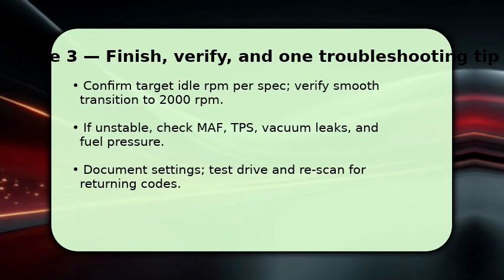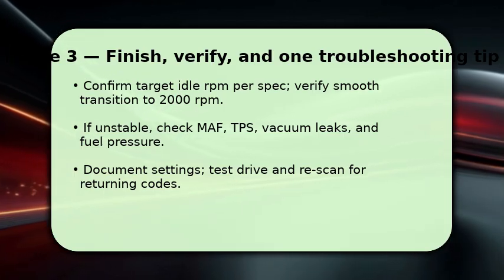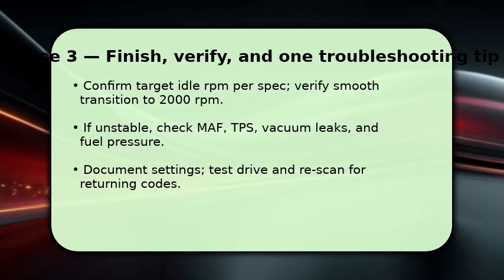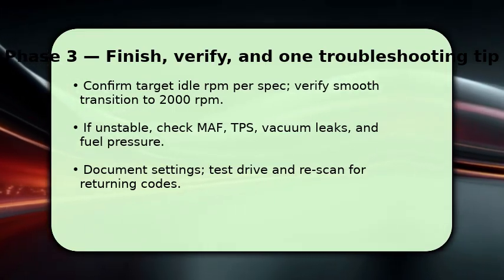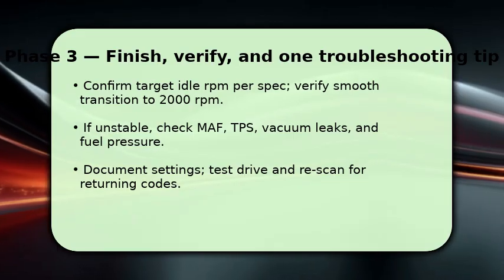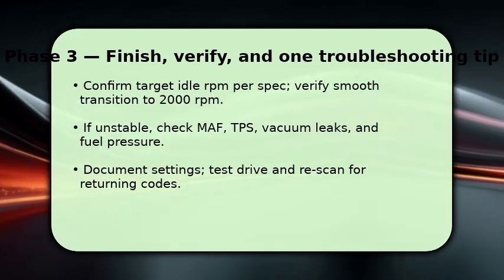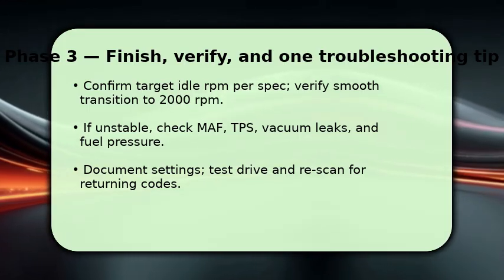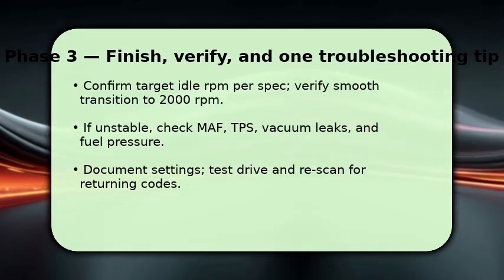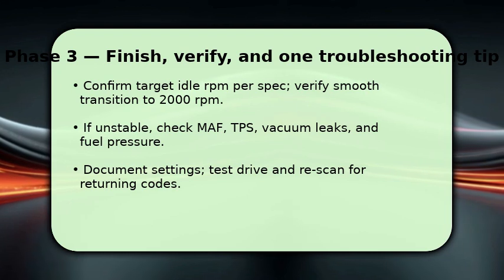If RPM remains unstable, inspect MAF, TPS, vacuum leaks, and fuel pressure because those are common culprits that mimic idle issues. Make sure to document final settings and perform a short test drive, then rescan for codes to catch intermittent faults. Troubleshooting tip: if RPM surges after adjustment, revert to baseline and diagnose sensors.